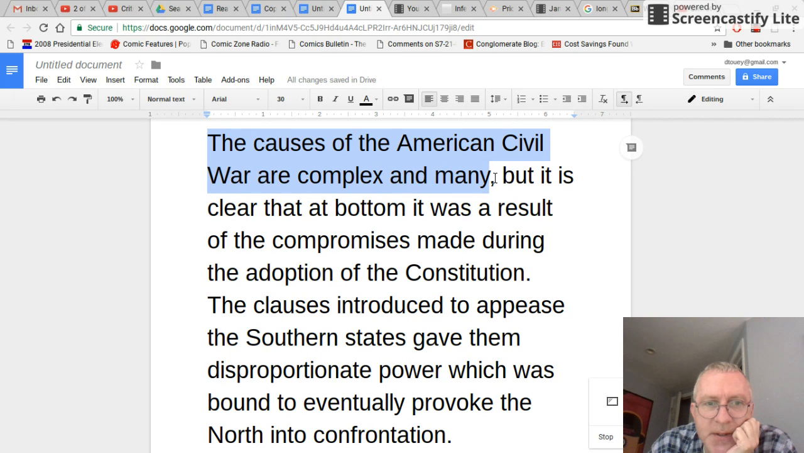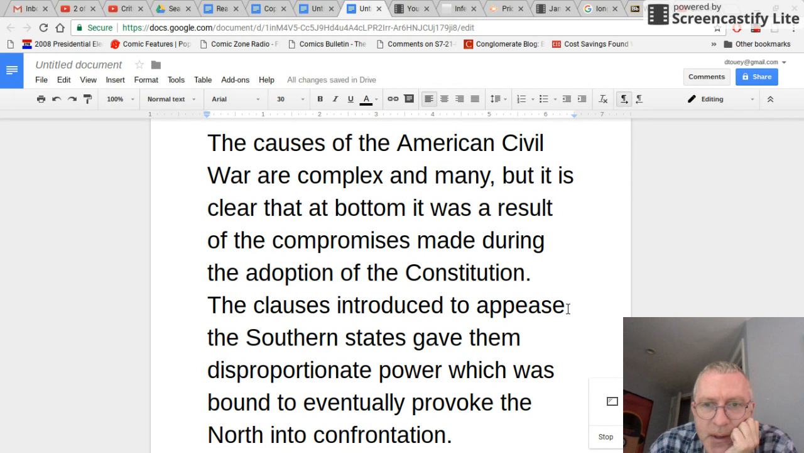It starts out with a statement that the causes of the American Civil War are complex and many. That could be its conclusion, but then we have to read the rest of it and say, well, are reasons given to support the claim that the causes of the Civil War are complex and many? What we decide, if we read the rest of it, is that that's not the case.